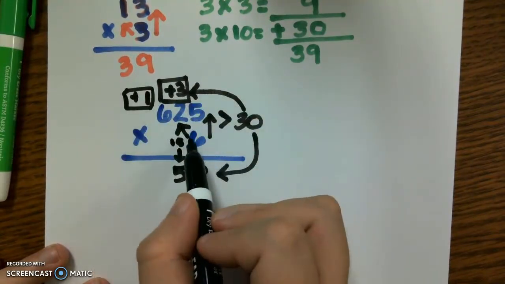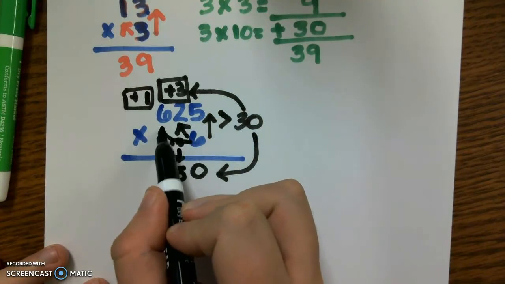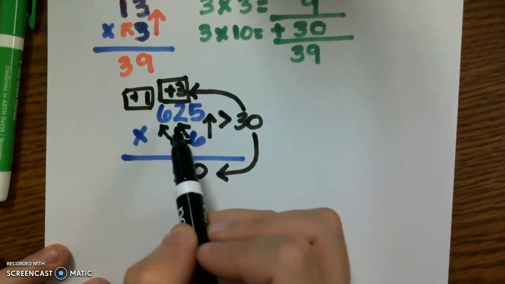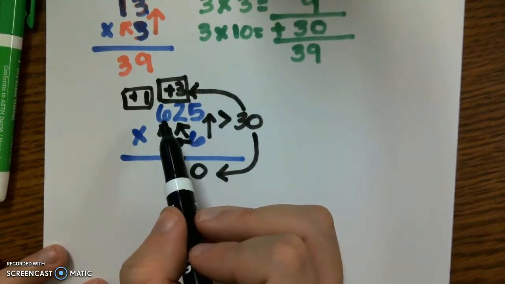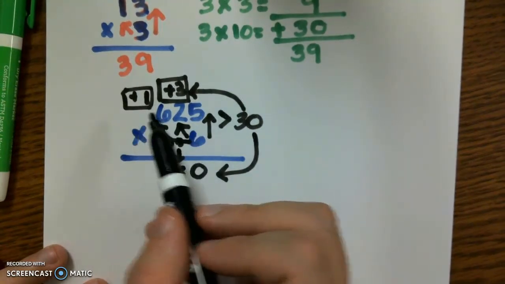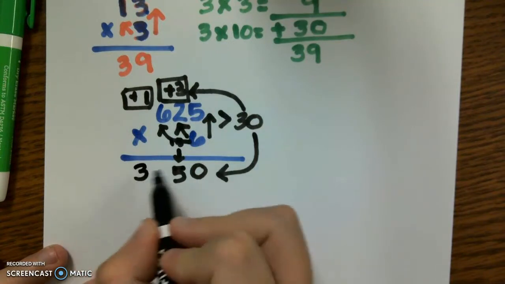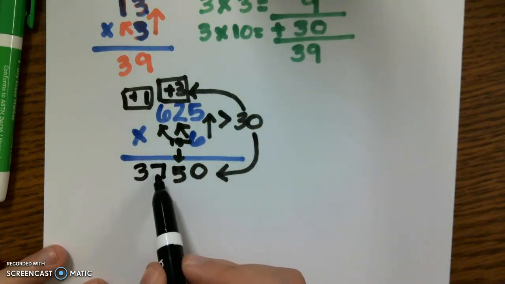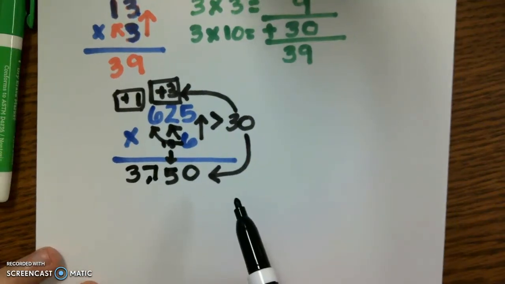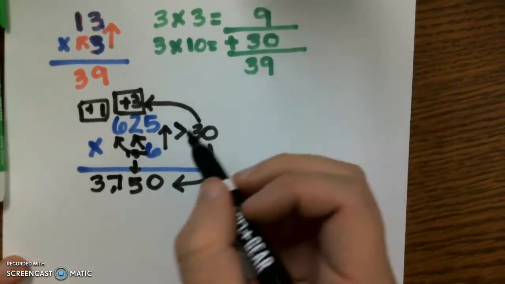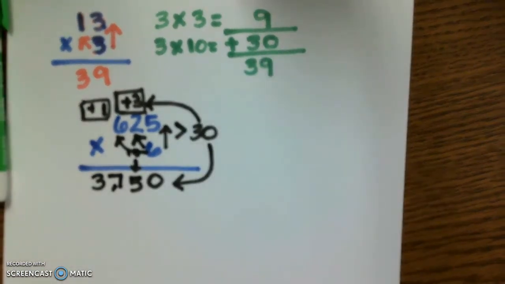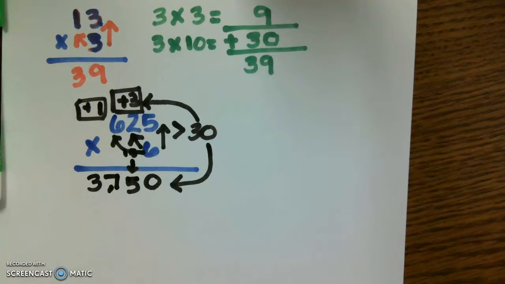So now when I multiply this 6 times this 6, I have to add this 1 to my product. 6 times 6 is 36, plus 1 is 37. And then I bring both of those numbers down. So my product is 3,750. If I wanted to check with partial products, same thing that I did above, I'm going to do right here. I'm going to look at the place value, the position, and the value in order to double check with partial products.